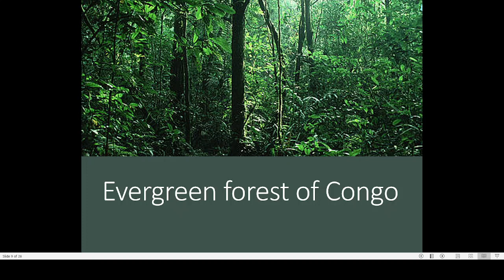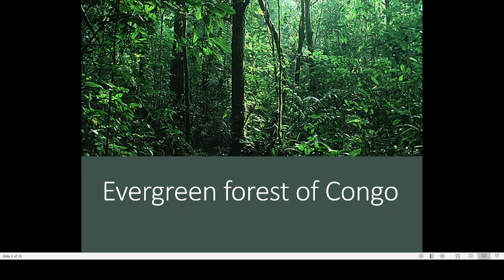Equatorial forest means forests which are present in the equatorial region. In Africa we have the equatorial forest. In Malaysia we can also find equatorial forest, because these forests are very densely forested, and there will be a lot of heavy rainfall.